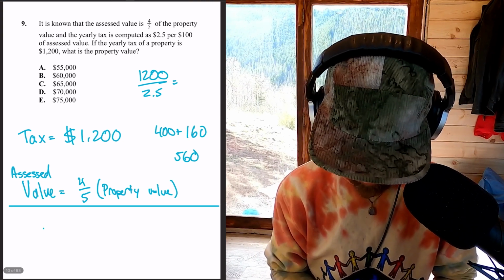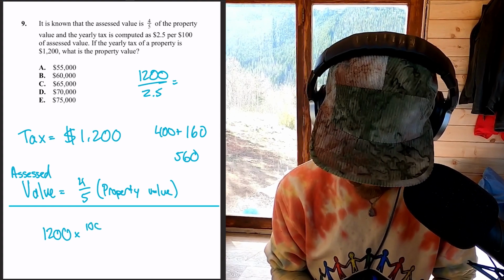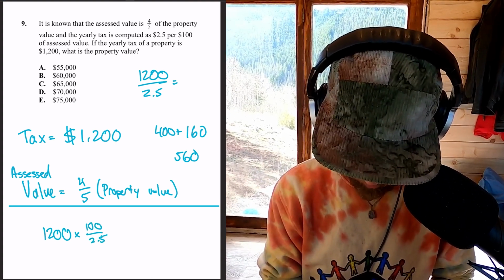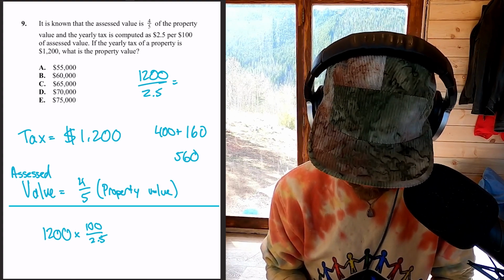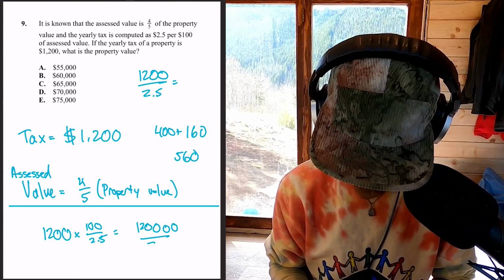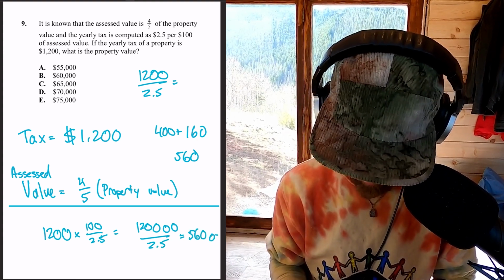If the yearly tax of a property is $1,200, what is the property value? So 1,200 times 100 over 2.5. So it's $2.5 per $100 of assessed value. So this is going to be 1,200, 2 more zeros over 2.5, which we'd already did up here. It's going to be 56,000 with 2 more zeros.